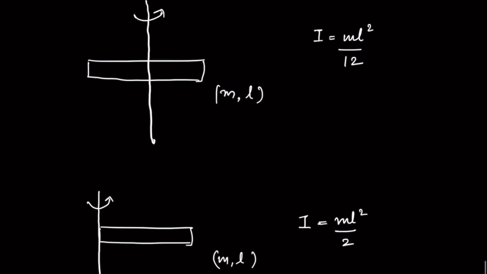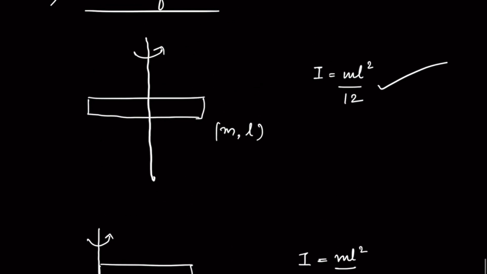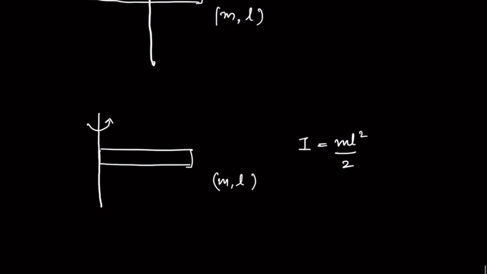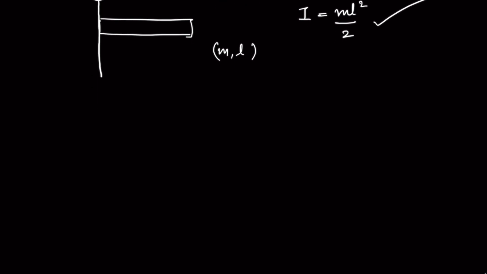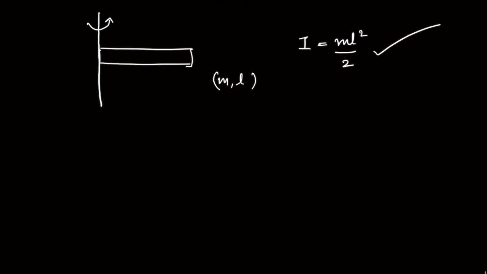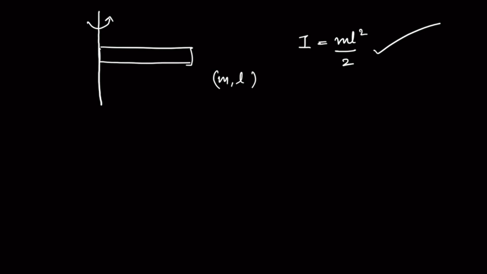If I consider the axis at one of the edges like this and consider the rotation, now the moment of inertia of the same bar will be ml square by 2, right? So in the first case, if the axis is passing through the center of mass, then it is ml square by 12. If it is passing through one of its edges, then it is ml square by 2. So the same mass and same length, the moment of inertia changes with orientation, which means moment of inertia is a tensor quantity, right?